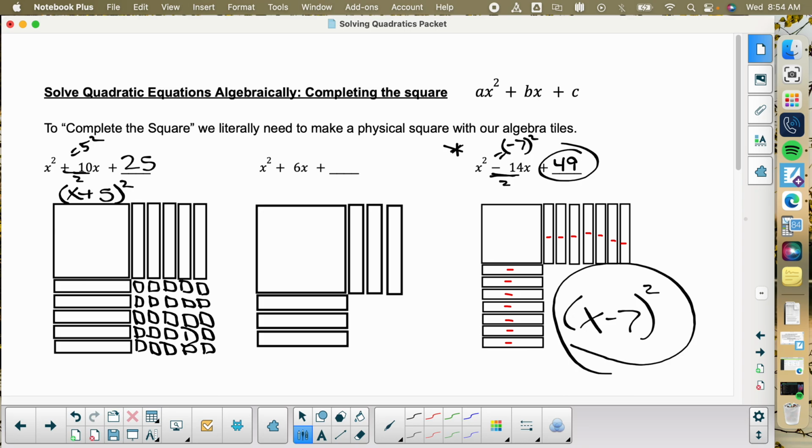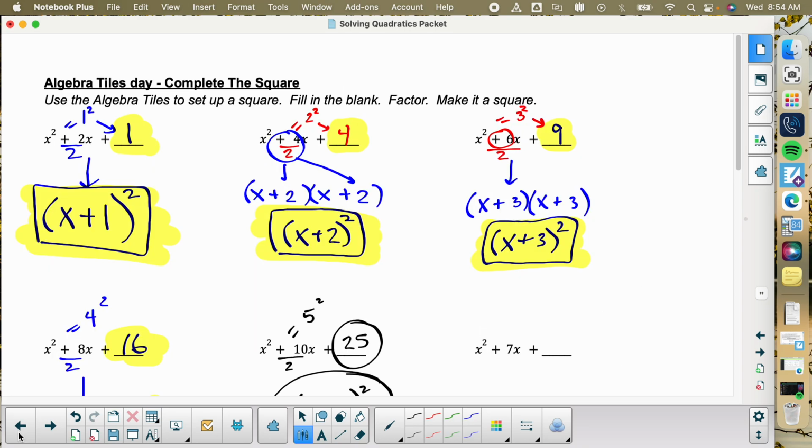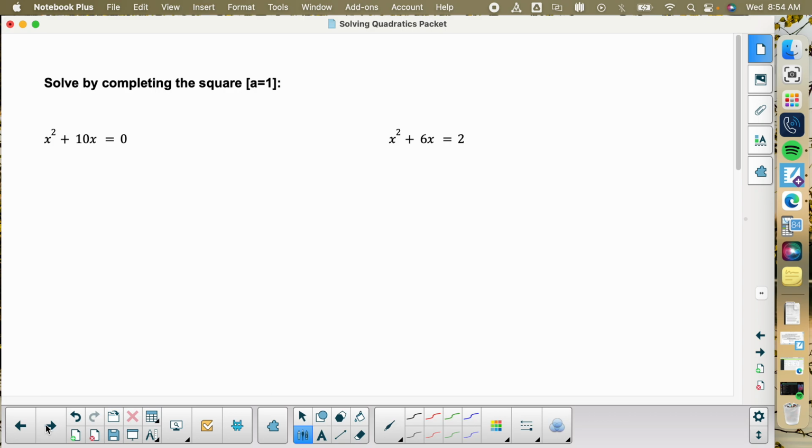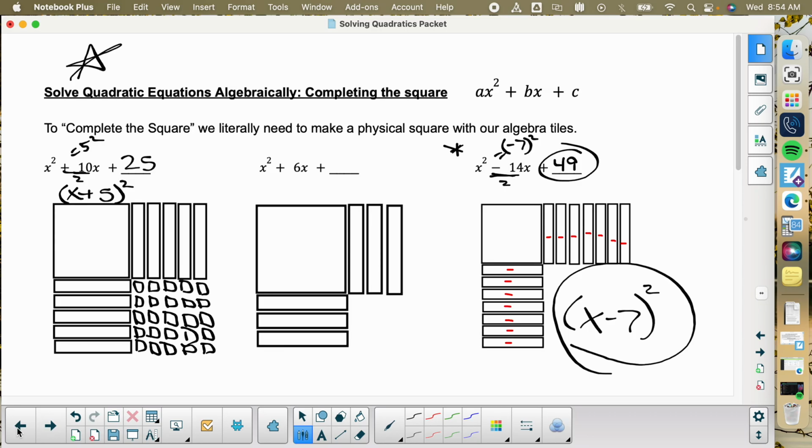I would like you to do this page. Here. Put a star on this page. This was the first page we started. Put a star on this page. And I believe the next page is also, no, that's the next topic. In my mind, I thought there was one more page of it. I guess we'll just call it on these two. So your goal for each one of these problems is to find the number that completes the square and how to write it as a perfect square.